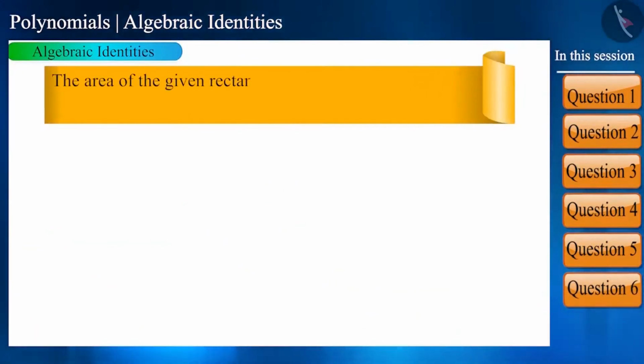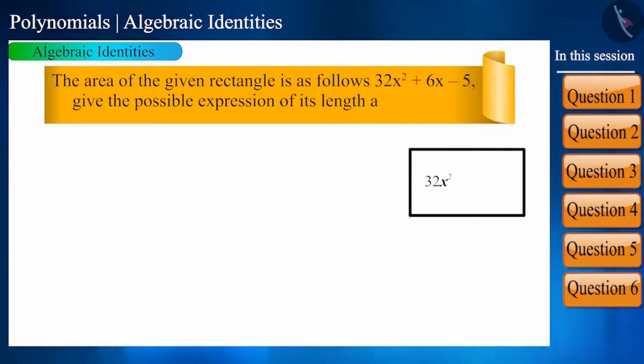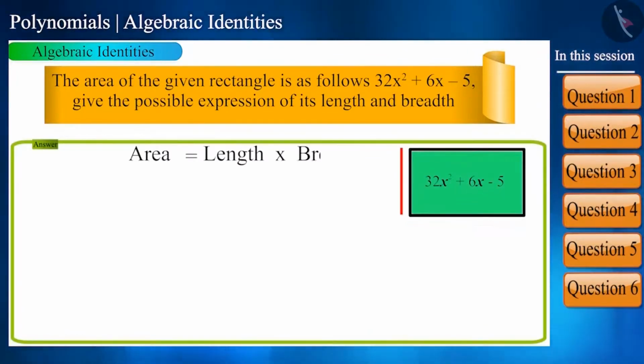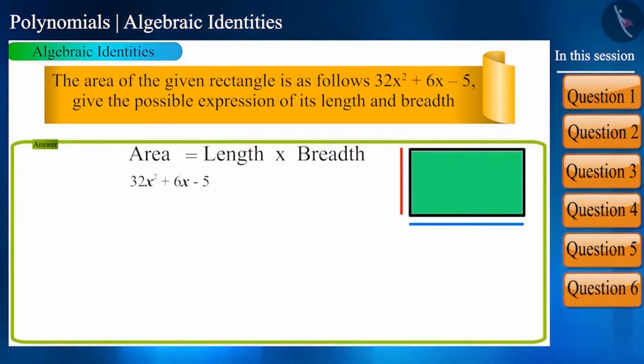The area of the given rectangle is as follows: 32x square plus 6x minus 5. Give the possible expression of its length and breadth. Friends, the area of a rectangle is length multiplied by breadth. The area of a rectangle is a quadratic polynomial. After finding its factors, we have to substitute it with the length and the breadth. This means we have to find the factors of this polynomial.